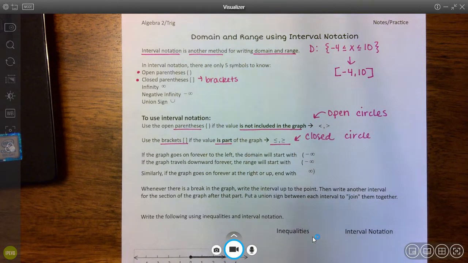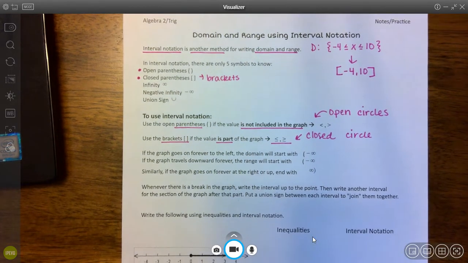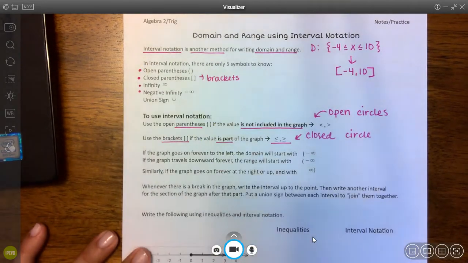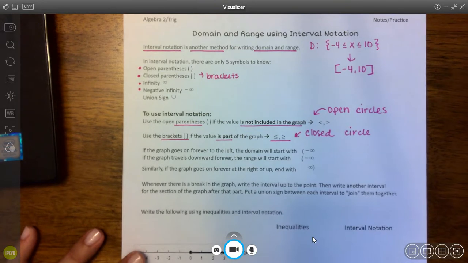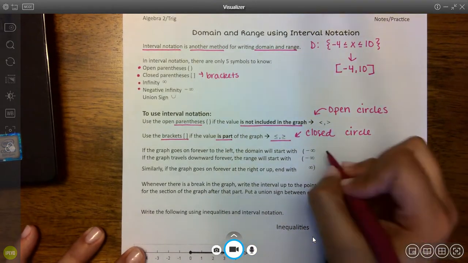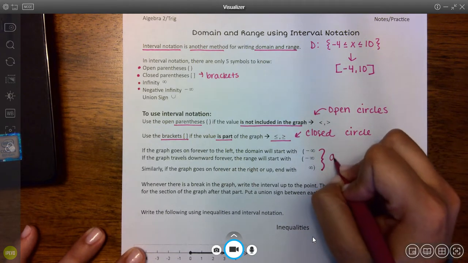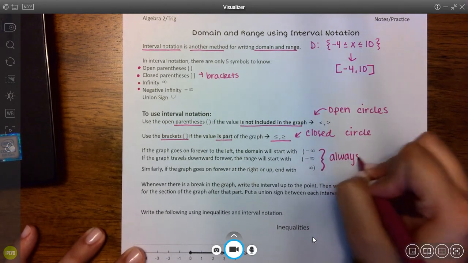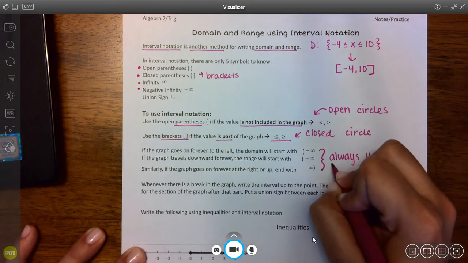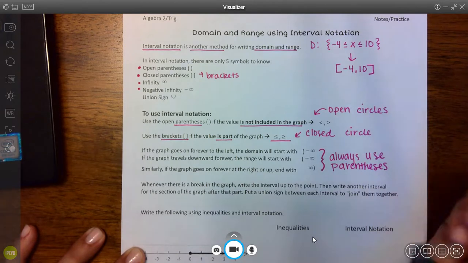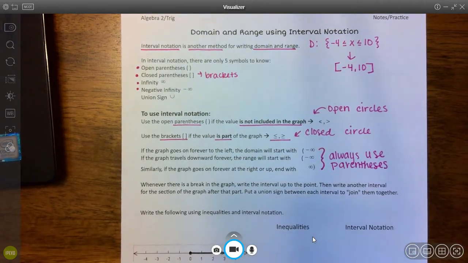Okay. Now, in domain and range, when we were talking about the functions and the graphs with inequalities, we were never talking about infinity. We would just say that y is greater than or equal to 4. But when we talk about interval notation, we do bring in infinity and negative infinity. Okay. Now, when we use infinity and negative infinity, we always use parentheses. And the reason for this is because you can never actually approach infinity.